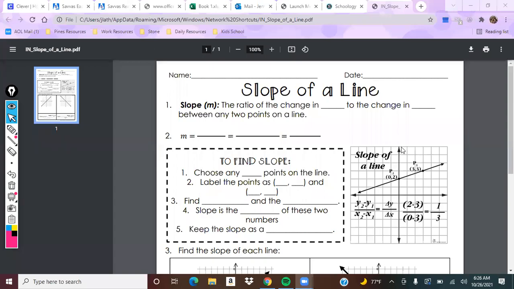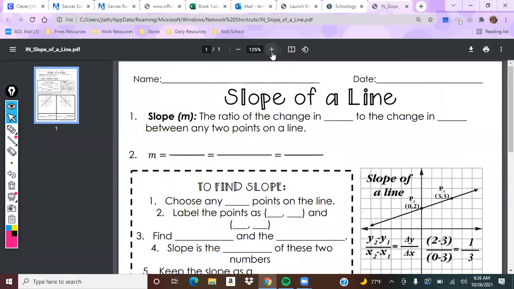All right, my friends. So today we are going to be moving on from proportion. Well, maybe not moving on, but we're going to be comparing proportion and how that relates to the slope of a line. This one, it's not super complicated, but it can get confusing if you're not paying attention.